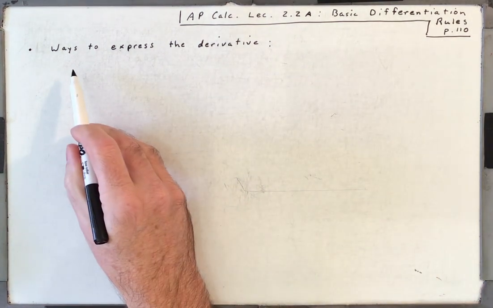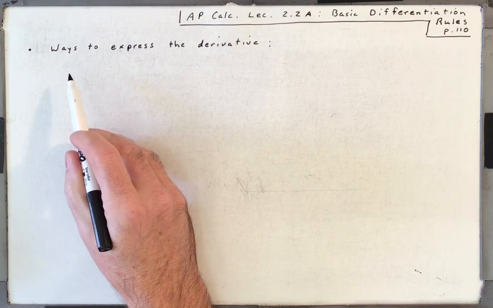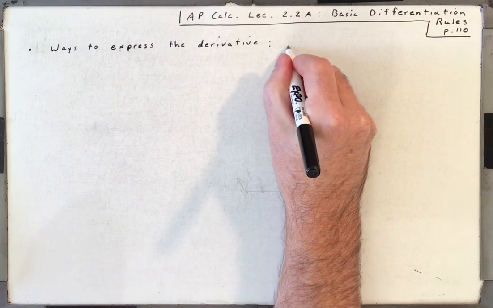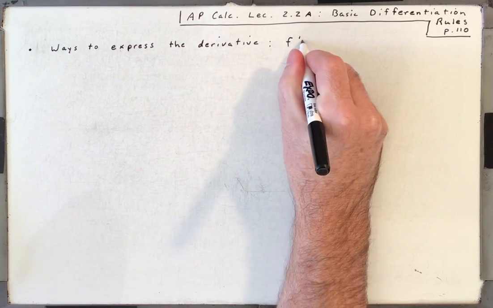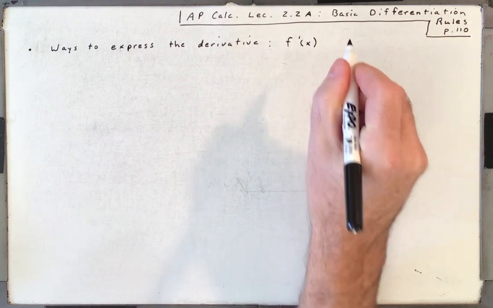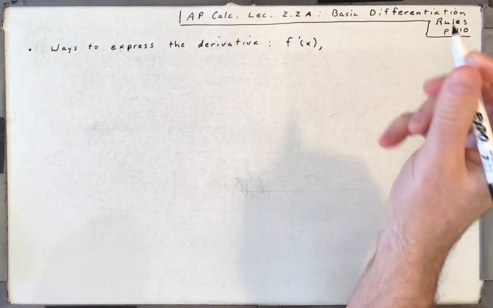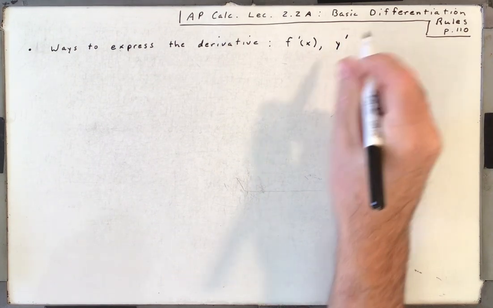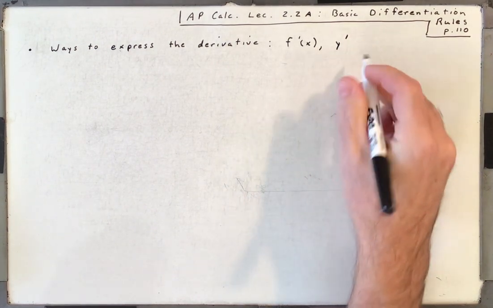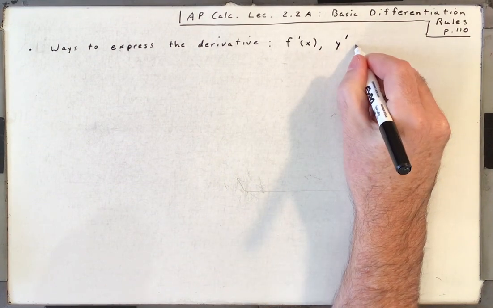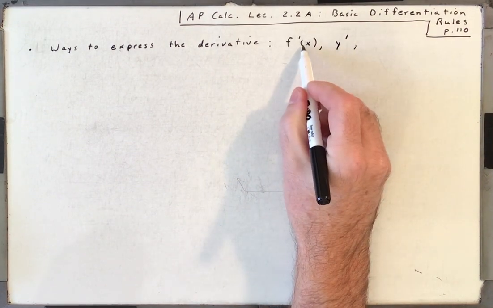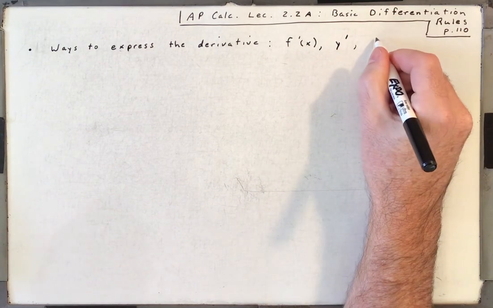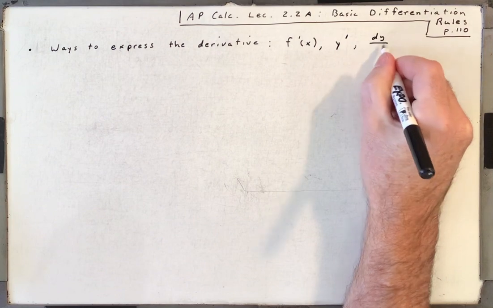And the first thing I wanted to talk about before we start working on these rules is some different ways to express the derivative. Now, we've looked at this way, f prime of x. Another way to express a derivative is y prime. We'll use both of those a lot. They mean the exact same thing. This means the derivative of f of x. This means the derivative of y. It's the same thing. Another way is dy dx.